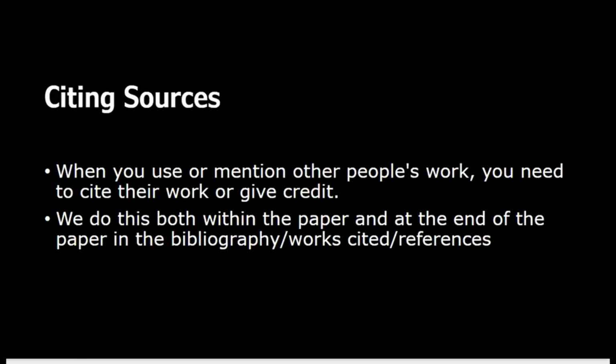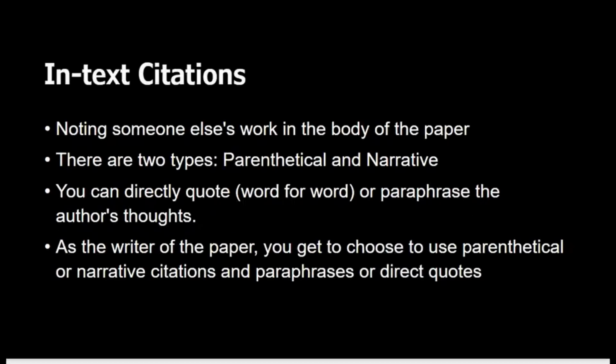When we add quotes or reference another's work in the body of the paper and cite our source, we call this an in-text citation. There are two types of in-text citations. The first one is called parenthetical because we put the citation in parentheses. The second is called narrative because it goes directly into the sentence. Whether you paraphrase or directly quote another person's work, you need an in-text citation.